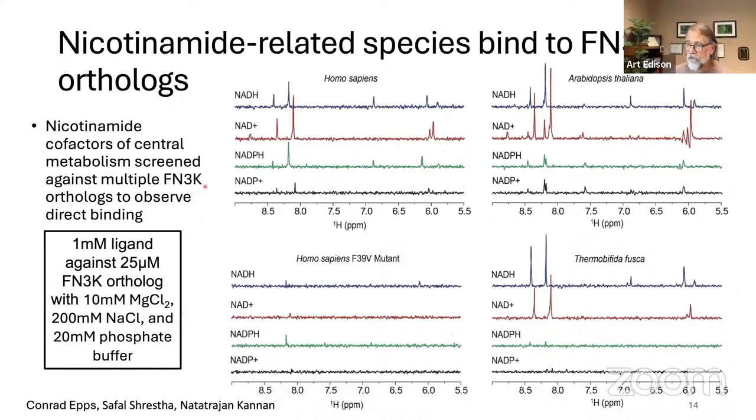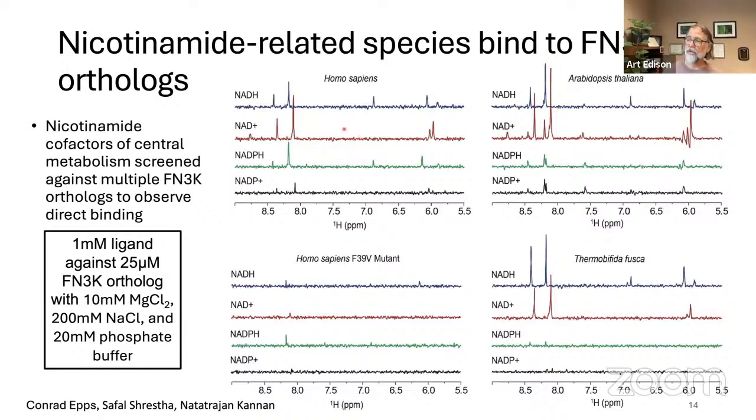And here are some data that Conrad was able to get with one of Cannon's postdocs on this project. Basically, he looked at several different species of FN3K, from people to plants to other mutants and stuff that I don't even know what it is. But they tested all of the different NAD species, and these are all positive binders over here and here, not so much when they make a mutant that they knew would obliterate the binding of these NAD species to that mutant.